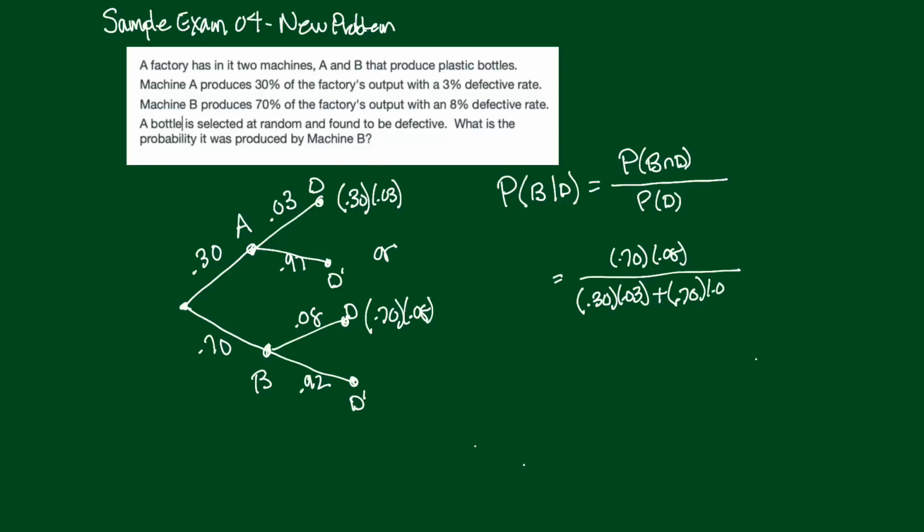0.70 times 0.08. Now remember, we've done some of these in the homework, this top number will always match one of the bottoms, but they don't cancel, right? Because we have an addition, and you can't cancel through additions. So what it means is that if we randomly choose a bottle here and it turns out to be defective, there's an 86% chance that it came from machine B.